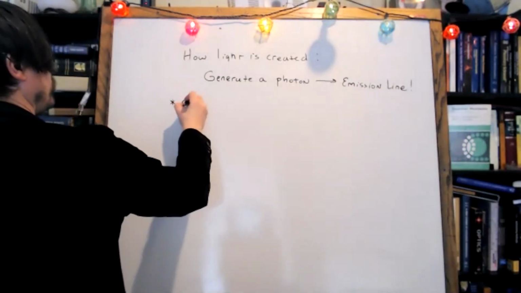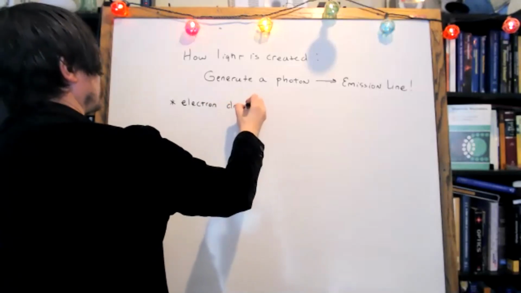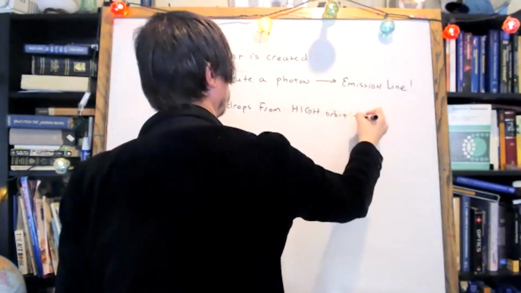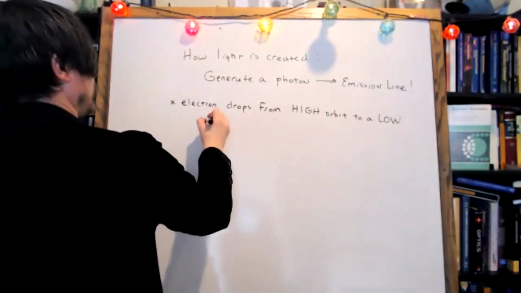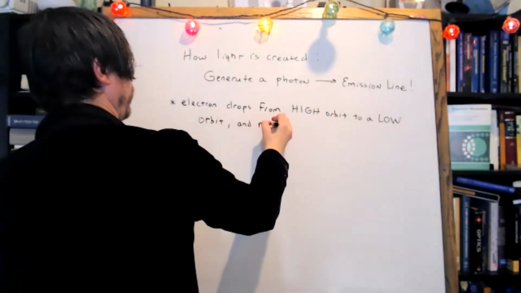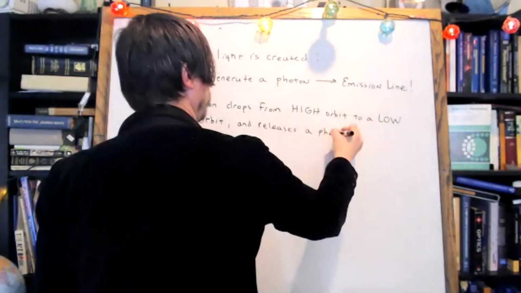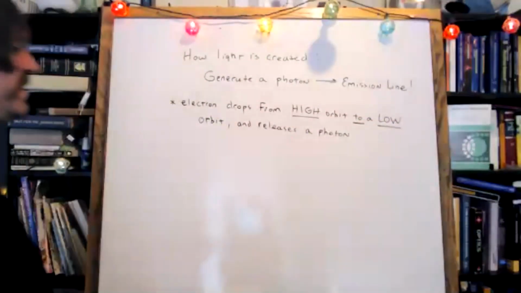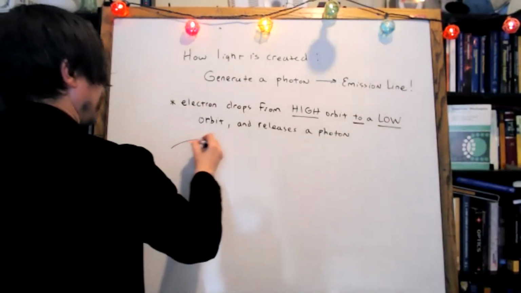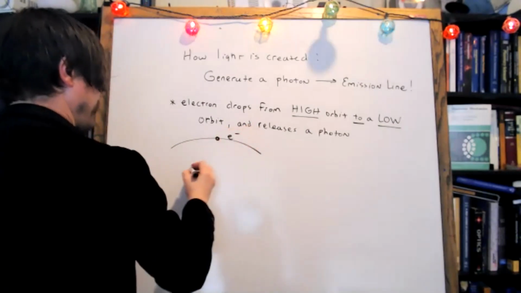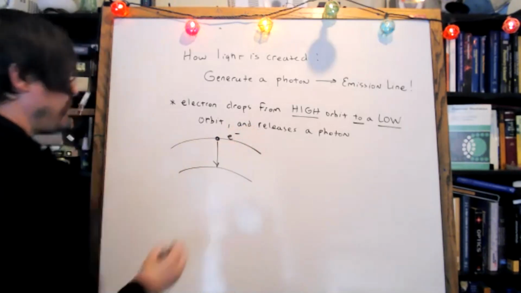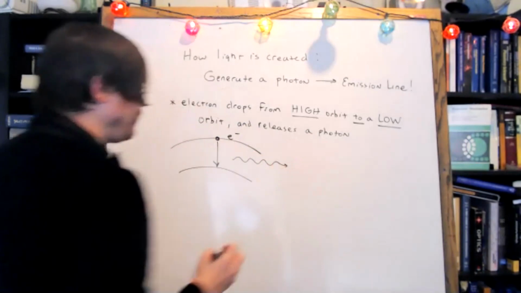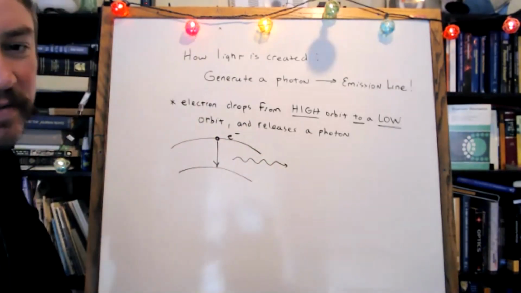Okay, so here's the scenario. An electron drops from a high orbit to a low orbit and releases a photon, okay? So it's from high orbit to low orbit. Let's draw a picture. Here's my electron. It's going to drop, or sometimes we say cascade, from high orbit to low orbit. And a little wiggle of the electromagnetic field, a little photon, is emitted. It's a single packet of light.